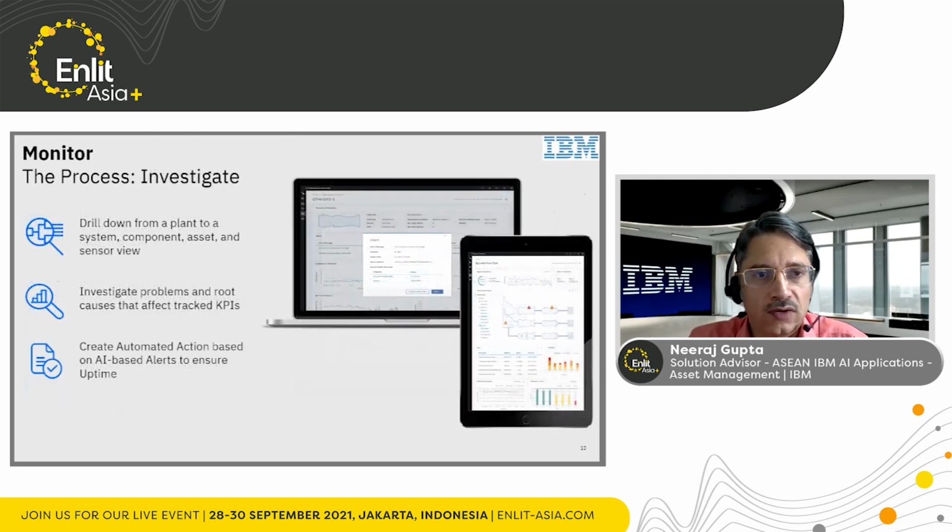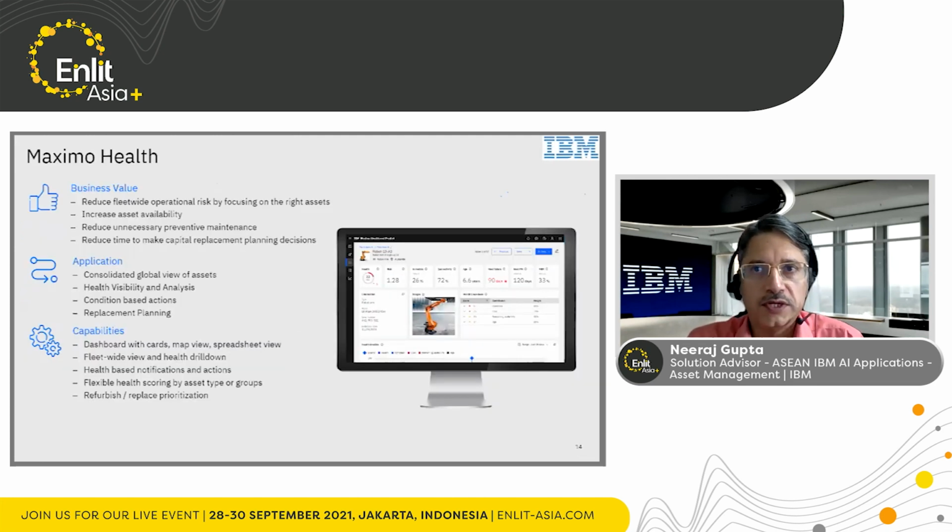And finally, Investigate allows you to drill down from a system level to a component level, or to asset level, or deeper into a parameter level. So once we know that there is some anomaly detected in a particular asset, you can further drill down from the same screen to the root cause, identify the actual issue, and then take action from there. So that was a brief overview of Monitor.